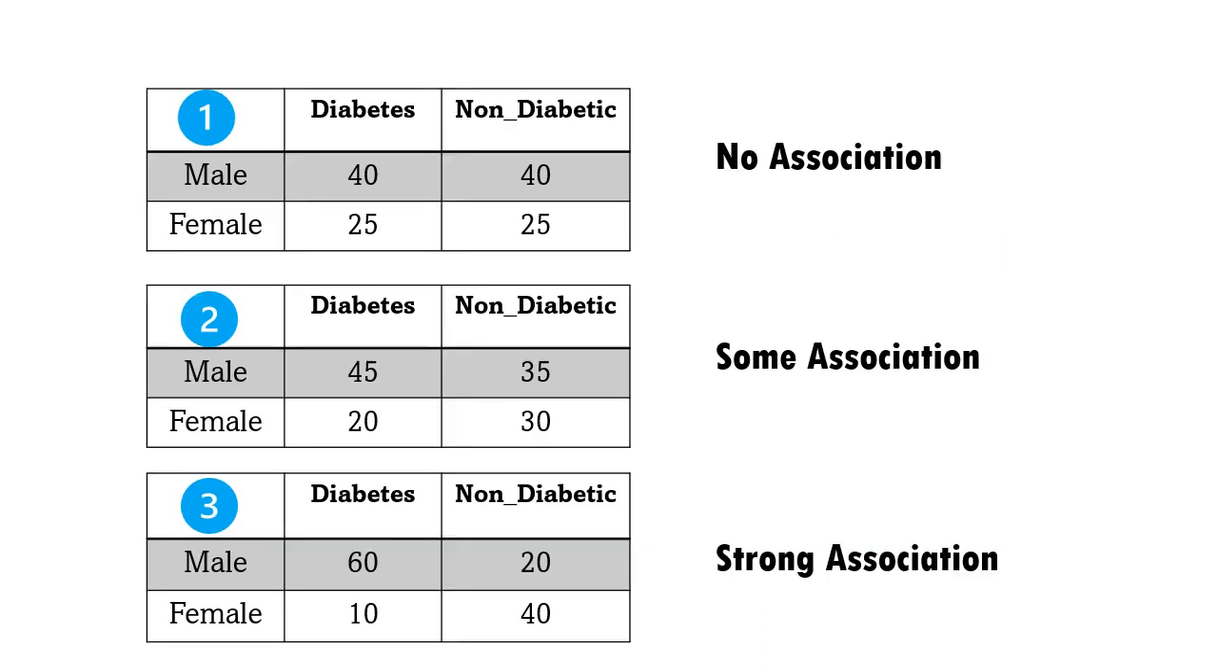So we can somewhat decipher that in the case of the first table, there is no association. In the case of the second table, there is some association. And in the case of the third table, there is a strong association.